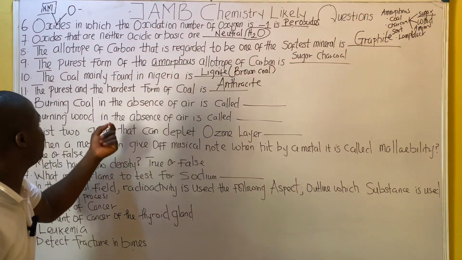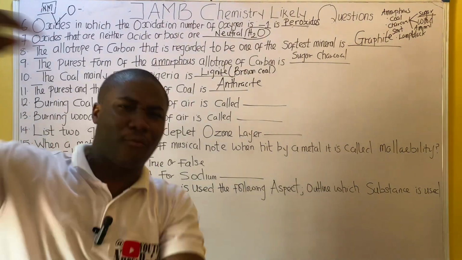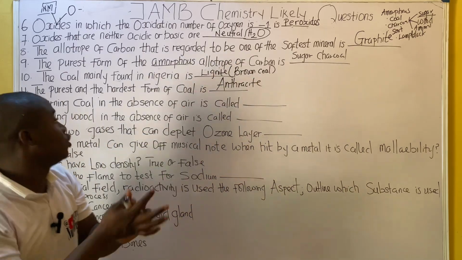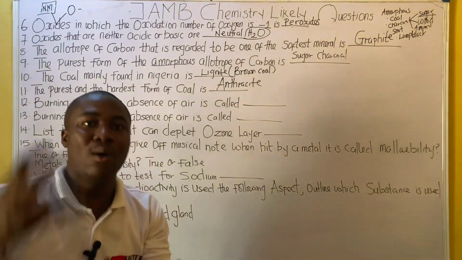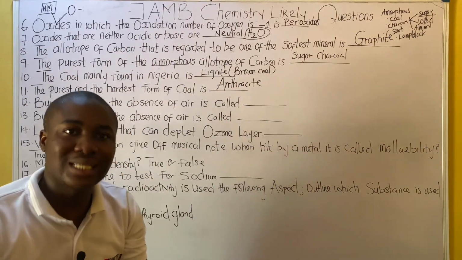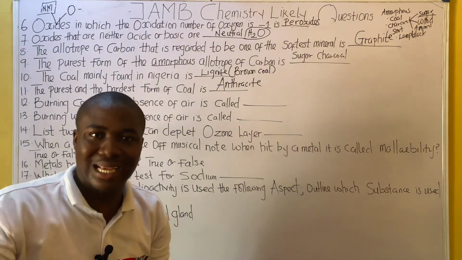But here they are not asking us that. They are asking the purest and the hardest form of coal. Remember, coal is under the amorphous allotrope of carbon, so we are in the coal group now. Which is the purest and the hardest? It is called anthracite, and anthracite, I just mentioned earlier, is an example of a coal.